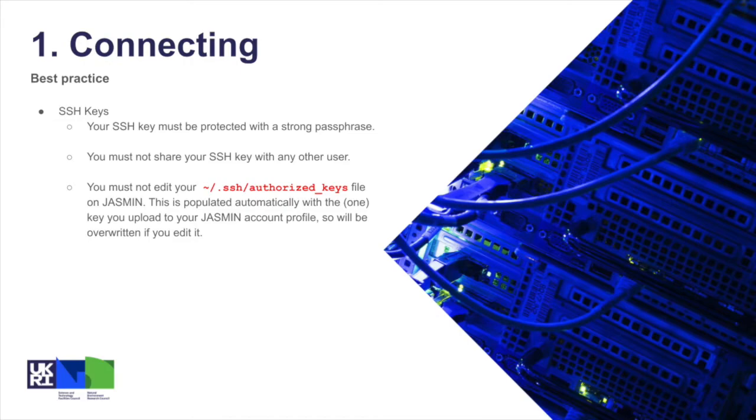Also, please don't edit your authorized keys file. This is a little file which is in your .ssh directory on JASMIN, but this is populated automatically by the system with the public key that you've uploaded to your JASMIN account profile. So if you edit this file, perhaps to add another key, or you think you can do that, what will happen is it will just get automatically overwritten by the one key that you have in your JASMIN account profile. And that's the system we've got. And everything that you need to get to on JASMIN is controlled through that one SSH key.